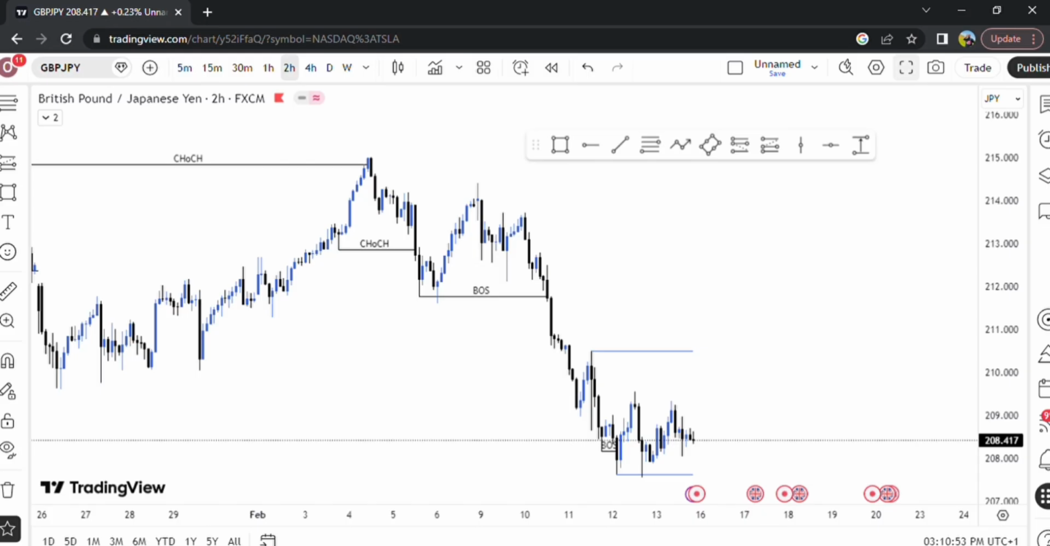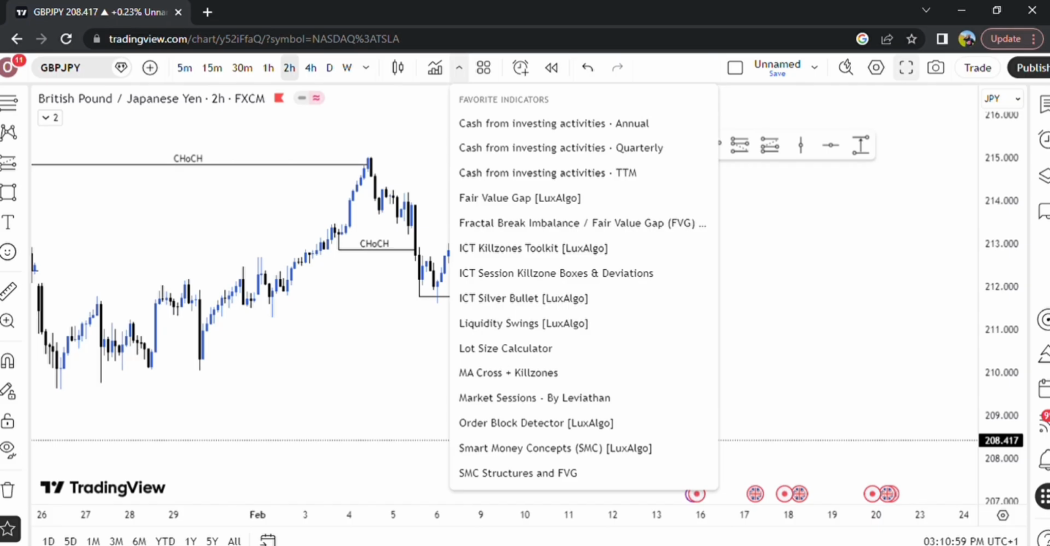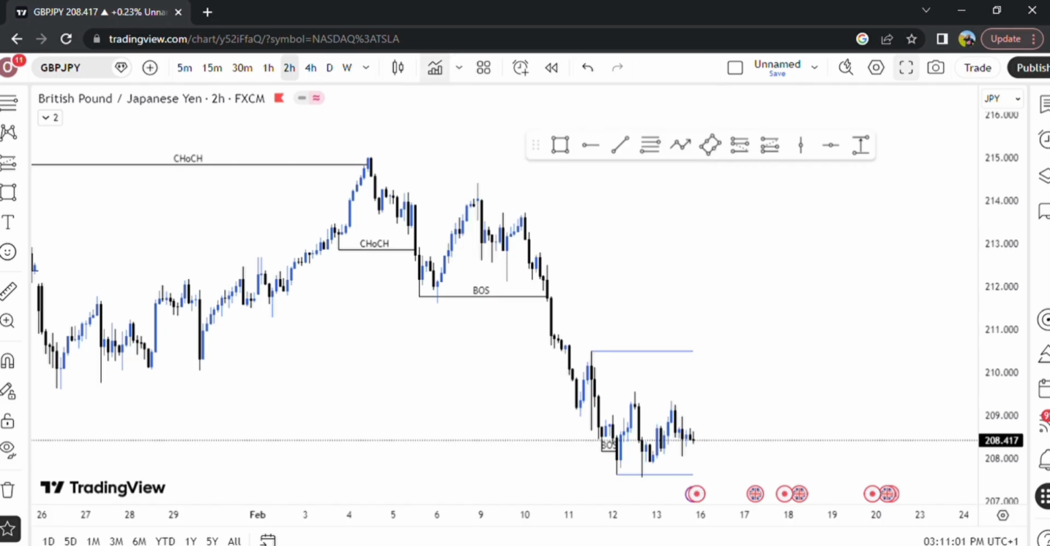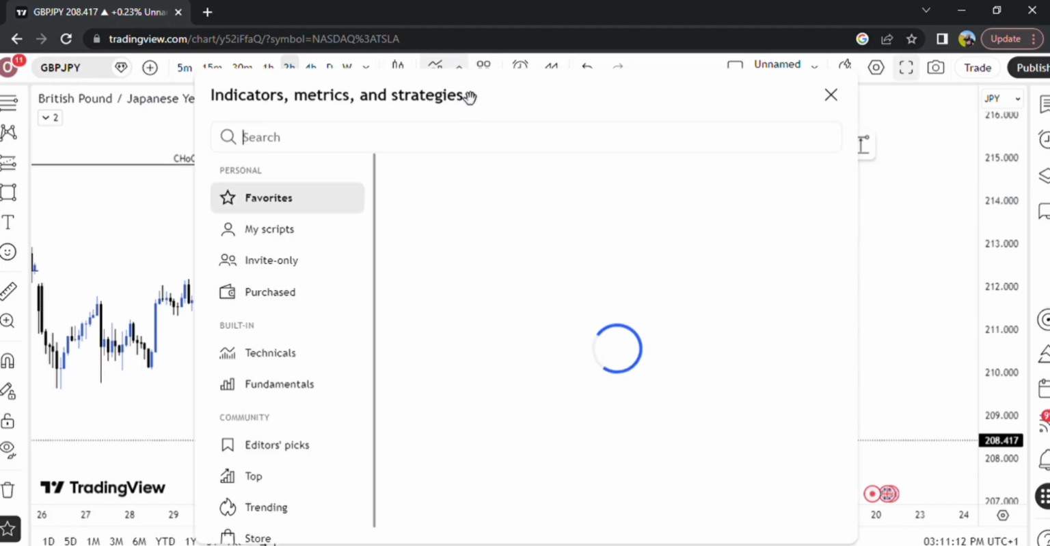So you are going to go to your indicator forum. If you want to apply this indicator, you go to the indicator forum, and okay, this is it here. This is our indicator forum here. You click on it.